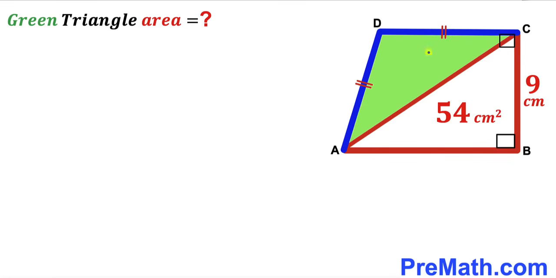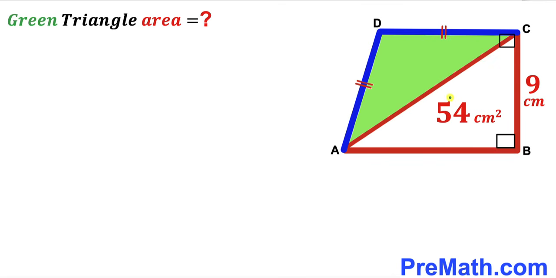Welcome to PreMath. In this video, we have got this trapezoid ABCD that consists of these two triangles: the right triangle ABC and the green shaded triangle ACD, as you can see in this given diagram.